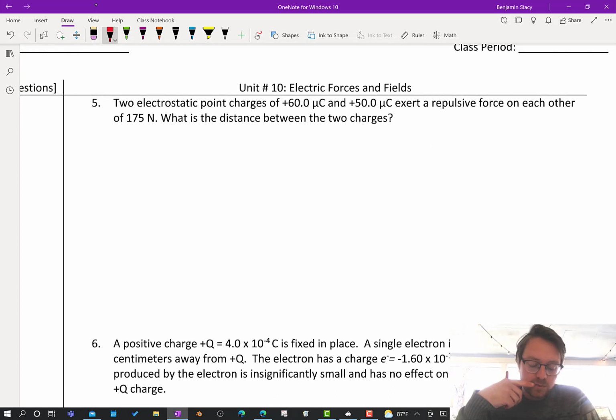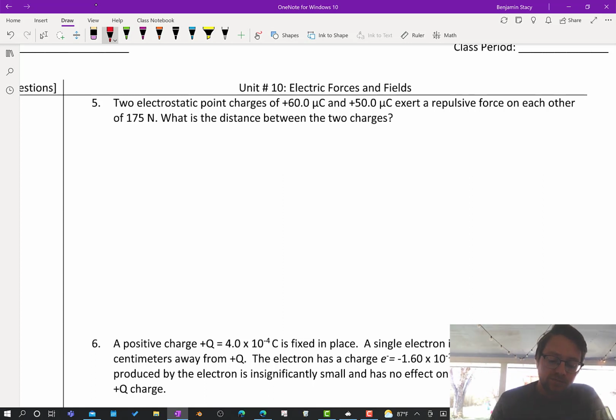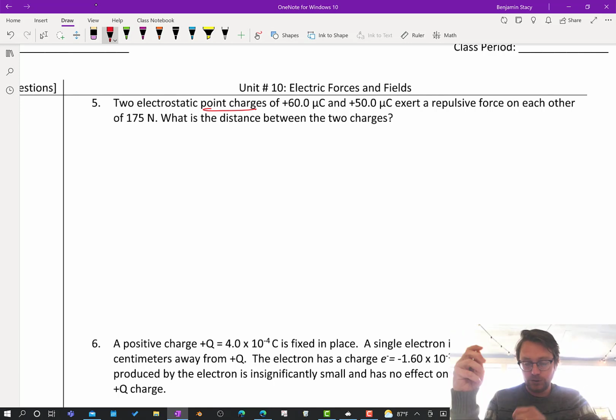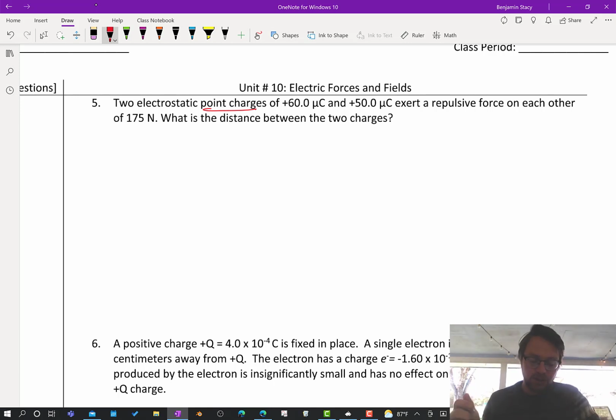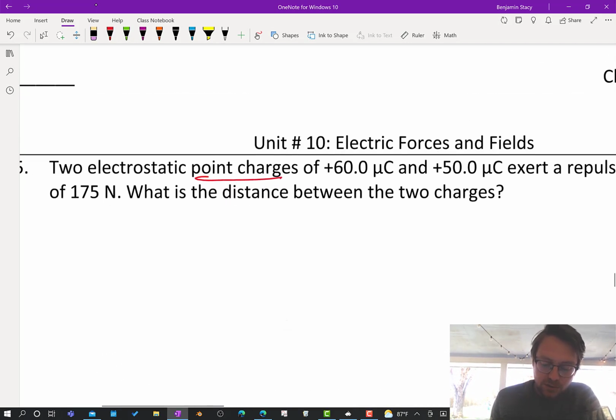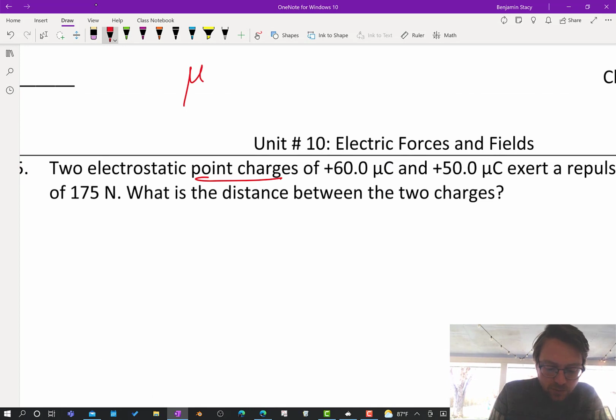Okay, number 5 is the last one because the rest have to do with electric field, which we'll talk about when I get back. Number 5, 2 electrostatic point charges. So that just means like you don't care about its size. Pretend it's a point. Charges of plus 60 microcoulombs. So this mu, that's mu c. So mu c means microcoulombs.